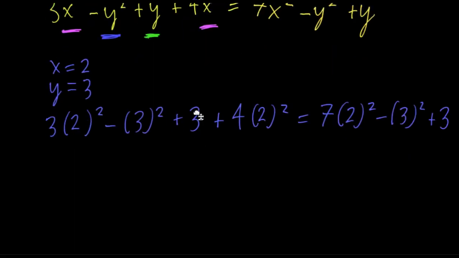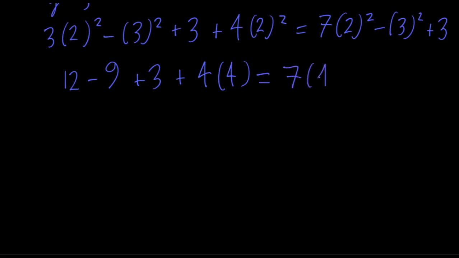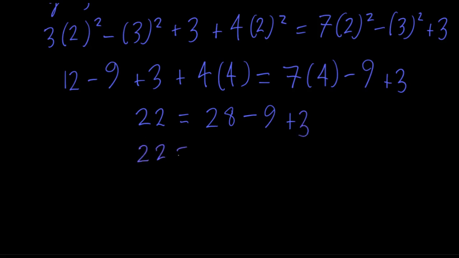Okay, so just tidying up a bit more, we will get 2 squared is 4, so 4 times 3 is 12, minus 3 squared, so minus 9, plus 3 plus 4 times 4 is equal to 7 times 4, minus 9 plus 3. Tidying it up again, 12 minus 9 is 3, 3 plus 3 is 6, 6 plus 16 is 22, which is equal to 28 minus 9 plus 3. So 22 is equal to 28 minus 9, which is 19, plus 3.